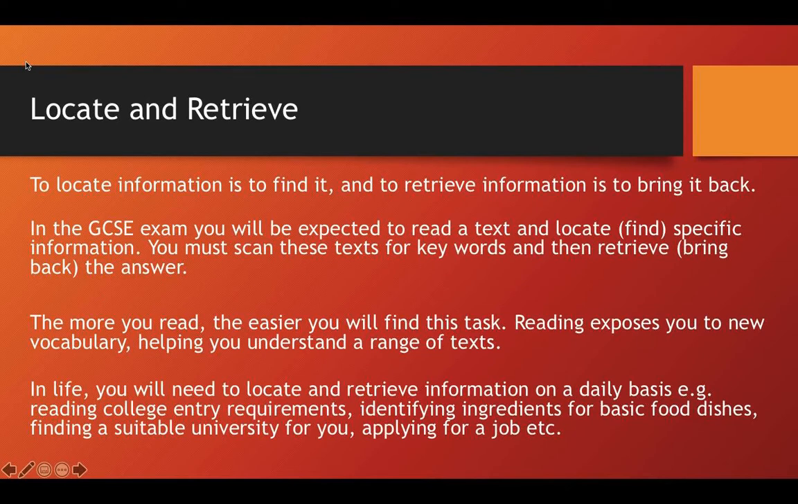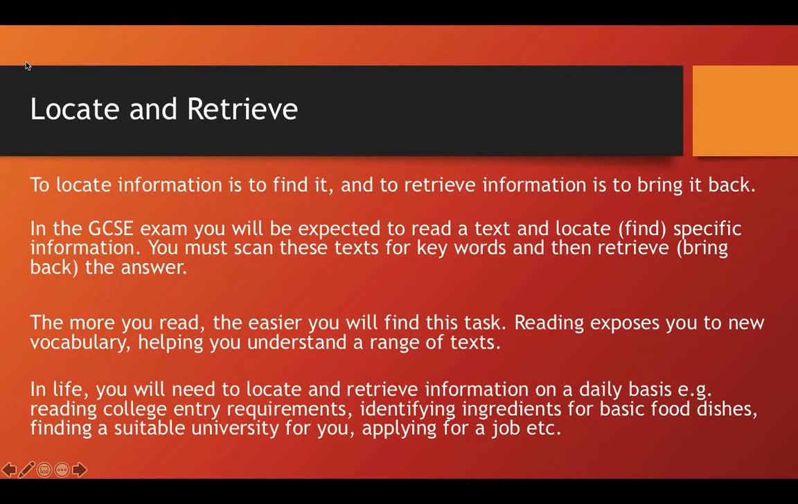The skill that we're working on today is what we would call in the exam low tariff questions, and it's locate and retrieve. To locate information is to find it, and to retrieve it is essentially to bring it back. In the GCSE exam, you'll be expected to read a range of texts and you'll be asked to locate specific information. In order to do that, you've got to scan those texts for keywords and then bring the information back: locate and retrieve. The more you read, the easier you will find this task because reading exposes you to new vocabulary, helping you understand a range of texts.